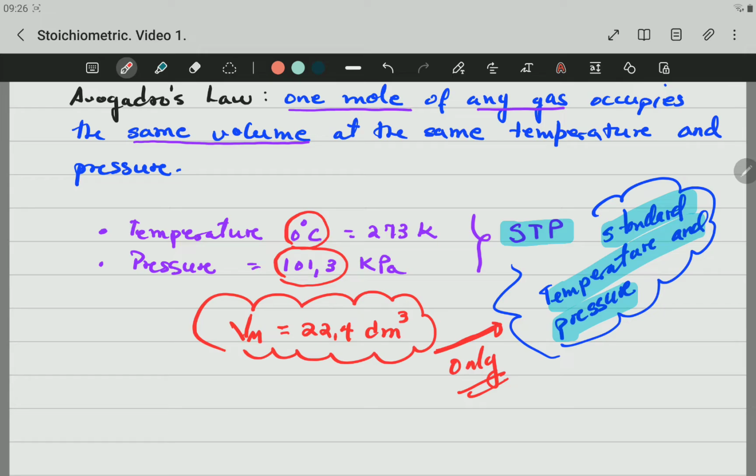I'm going to repeat this one. If the temperature is 0 degrees Celsius and the pressure is 101.3 kilopascals, which are standard temperature and pressure, the volume of 1 mole of any gas will be equal to 22.4 cubic decimeters.